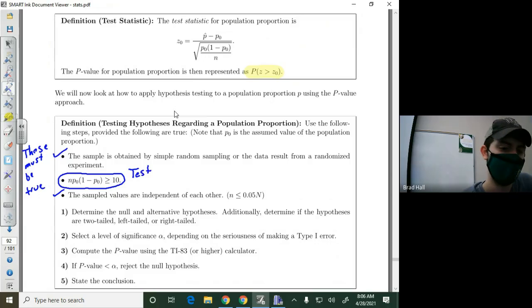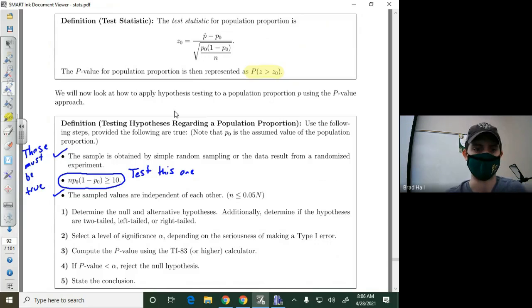So you would end up testing this one. And we'll see that in these example problems coming up here. But once you verify that these three conditions are in fact true, that allows you to use hypothesis testing. Once those three are satisfied, you can use hypothesis testing, which means you go through the steps for hypothesis testing.